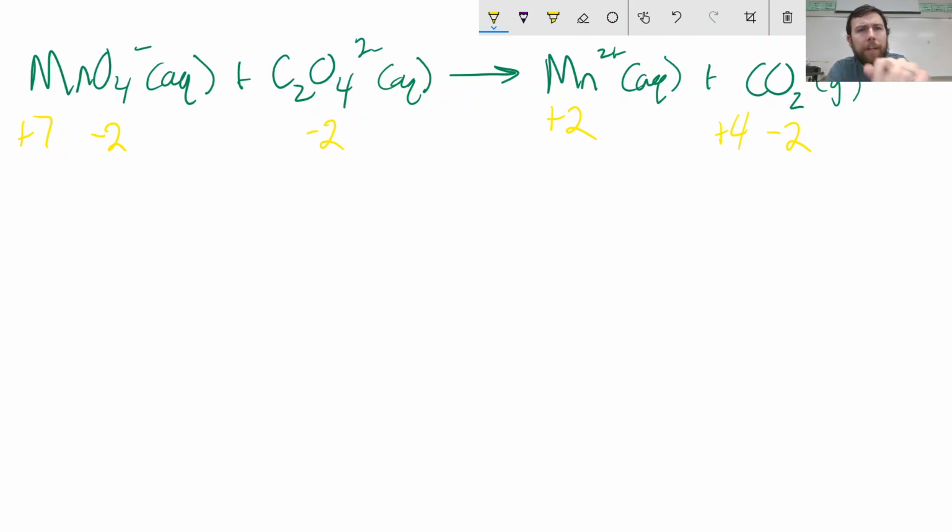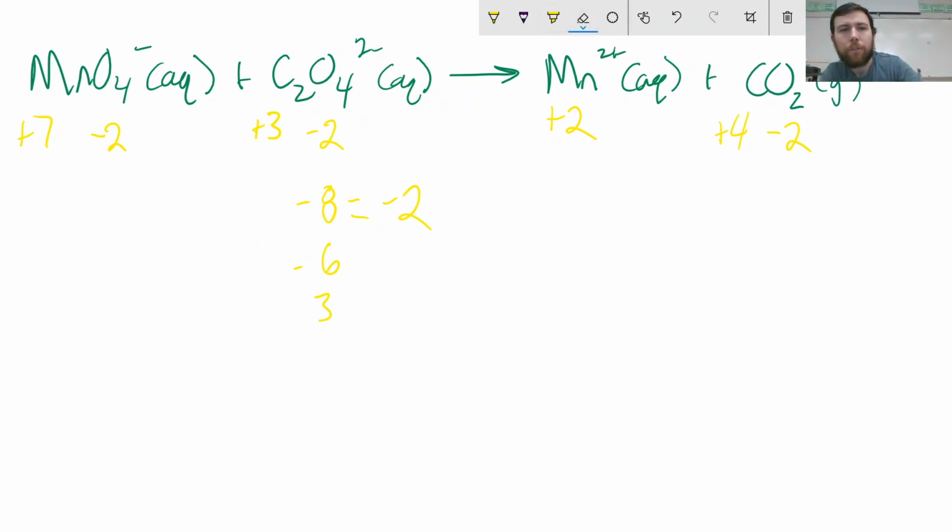Okay, and then if we look at our oxalate ion, we've got the same scenario. We've got 2 carbons that we don't know the charge of. We've got -8 for our oxygens, and it has to equal -2. If I just solve that algebraically, I get 2x equals 6, so x equals 3. So each carbon in the oxalate anion has a +3 oxidation state.